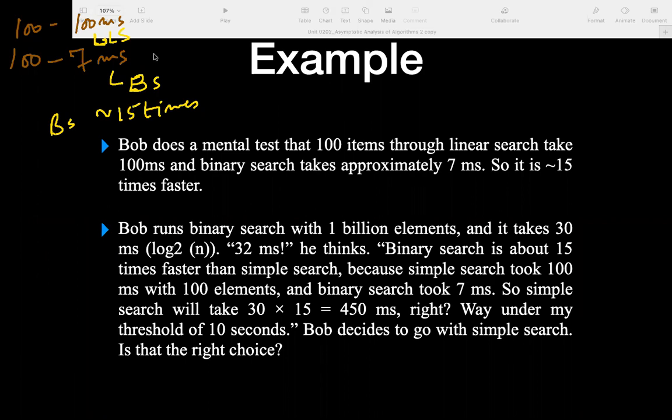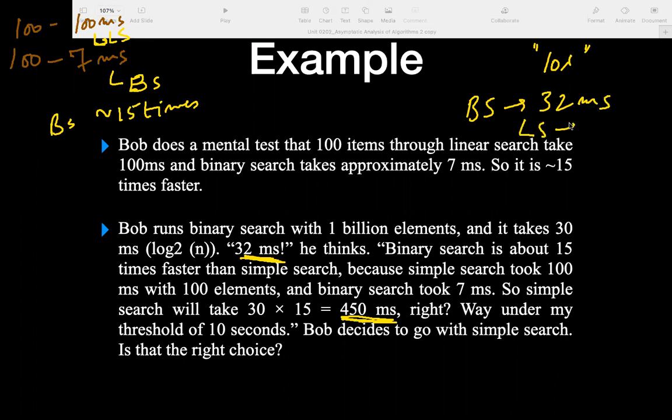Now Bob runs binary search with 1 billion elements, and it takes 30 milliseconds times log 2 n, so it takes about 32 milliseconds, right? With binary search, it is about 15 times faster than simple search, because simple search took this and this. So he says that if I perform linear search on 1 billion elements, it is going to take 450 milliseconds, right? And for example, to run his algorithm he has 10 seconds, and he finds out that if I use binary search, it is going to take 32 milliseconds.